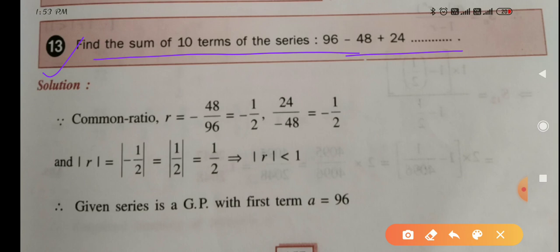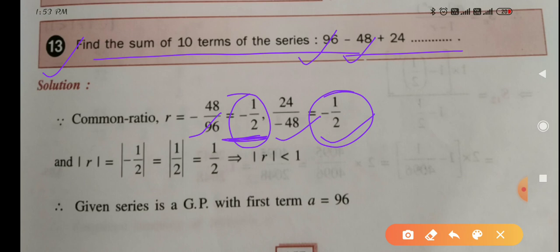The first term of this GP is, you can see, 96. The second term is minus 48. So minus 48 divided by 96 comes to minus 1 upon 2. Or you can take 24 divided by minus 48, then also minus 1 upon 2. Why are they showing this? Because they are not saying here that it is a GP, they are saying only series. So first of all you have to check whether the given series is a GP or AP. When we check this, you divide the second term by the first term, the third term by the second term. The common ratio comes the same, minus 1 upon 2 in both cases. So it means that the given series is a GP.